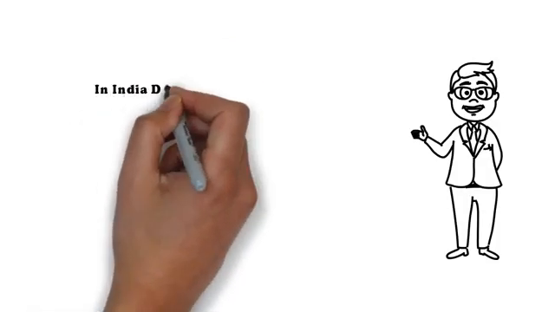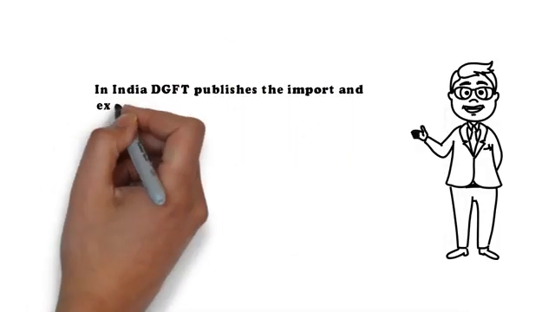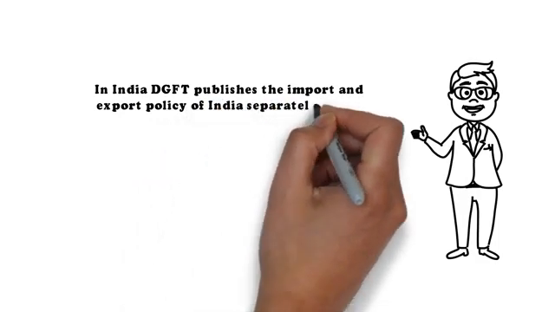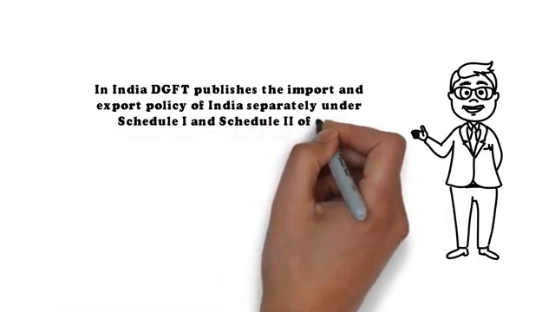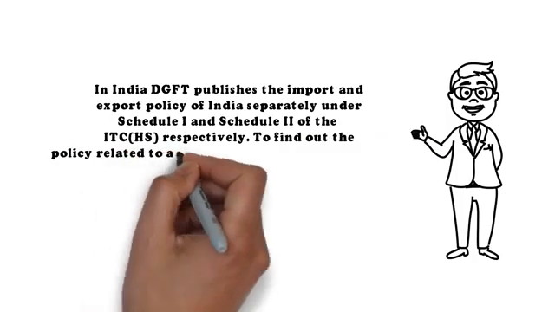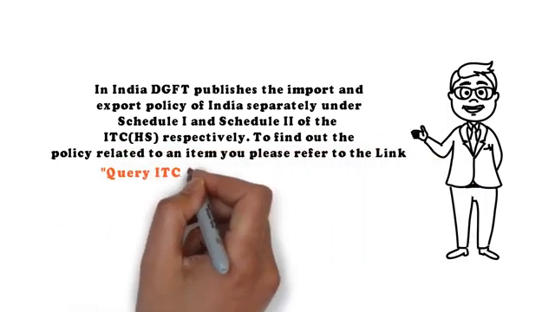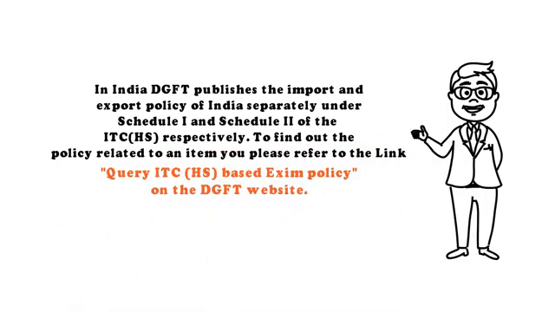In India, DGFT publishes the import and export policy of India separately under Schedule 1 and Schedule 2 of the ITC HS respectively. To find out the policy related to an item, please refer to the link Query ITC HS-based EXIM policy on the DGFT website.